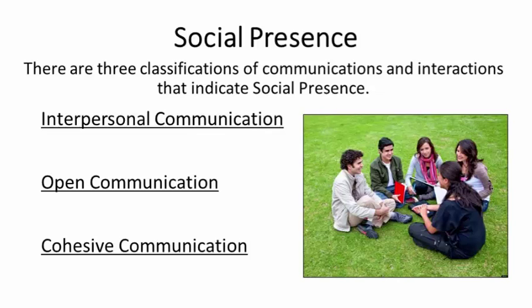So I've listed these 3 classifications and indicators of social presence in this slide. Again, I'm going to ask you to stop the recording in just a minute and write down a few descriptors or examples of these: interpersonal communication, open communication, and cohesive. How do we know when we are using one or another of these in our interactions in the learning group? So pause the recording now and come back in just a few seconds.